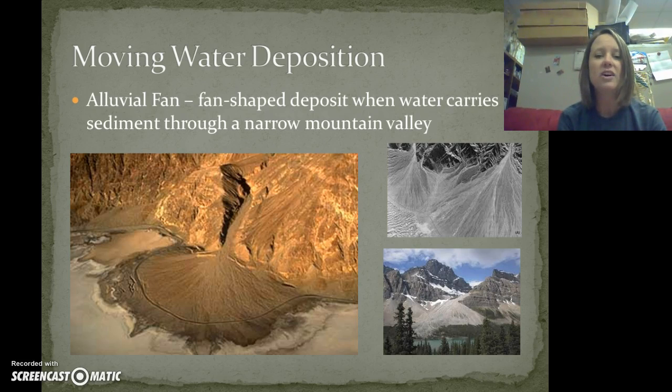An alluvial fan also has that triangular shape, but it usually forms in a mountain valley where water has carried sediments down through a narrow valley, and then they are deposited at the bottom.